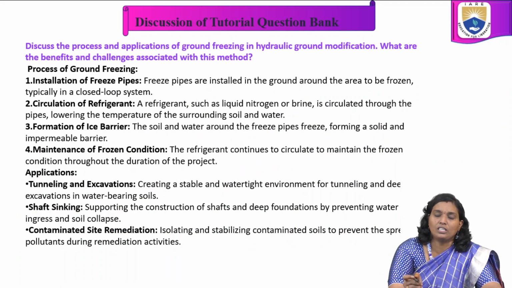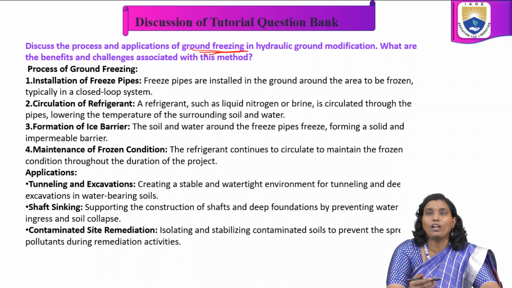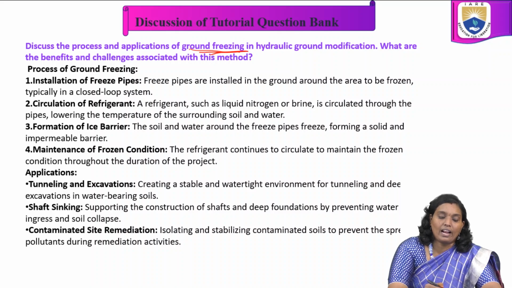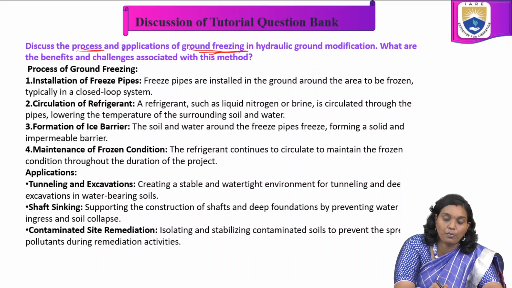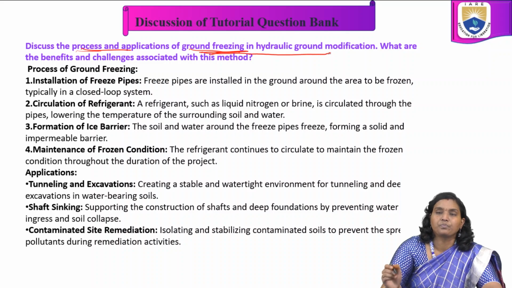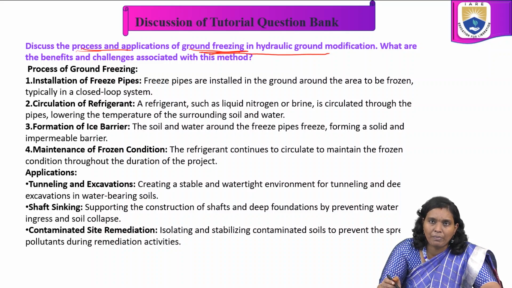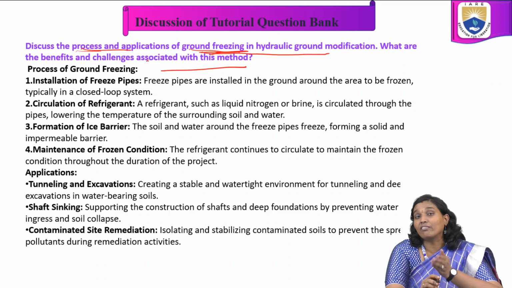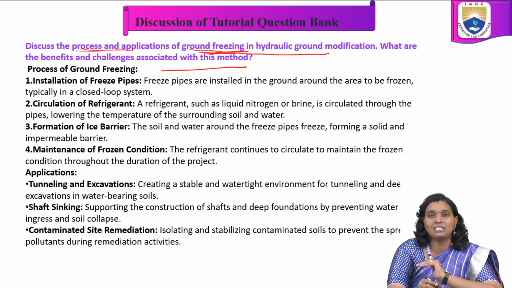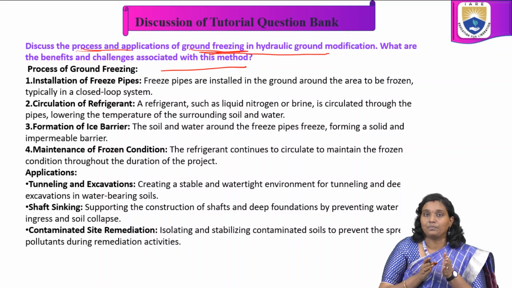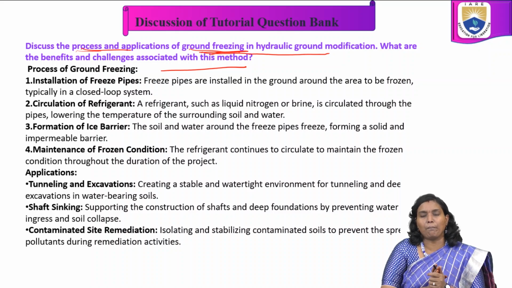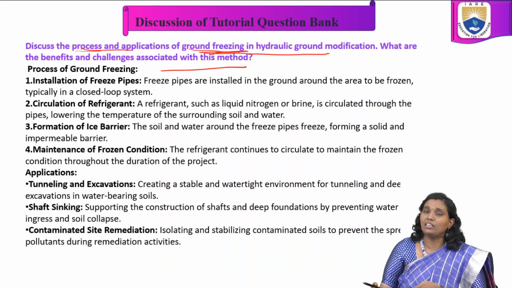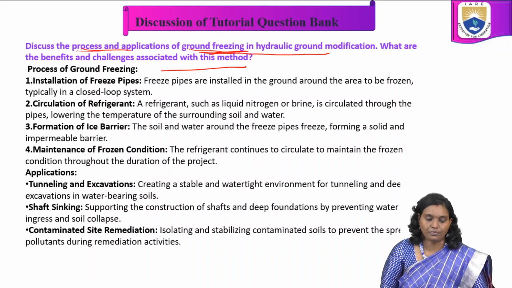The next one is the process of ground freezing. This is also the same kind; first we understand the process. The question is: discuss the process and applications of ground freezing in hydraulic ground modification. What are the benefits and challenges associated with this method? Here they didn't ask about advantages and limitations; they are asking benefits and challenges. These are also similar, but the way of representation required is a little different compared to when they ask advantages and limitations.